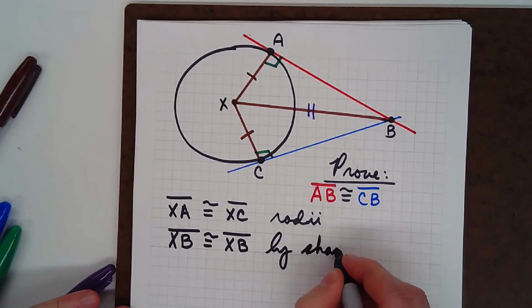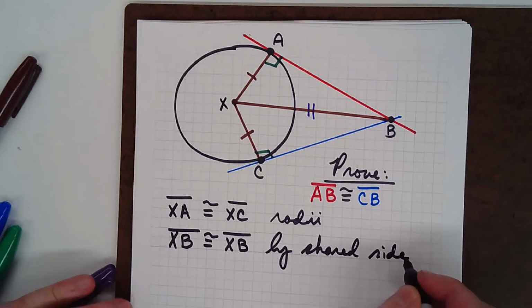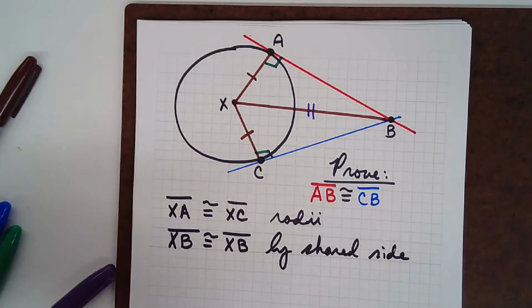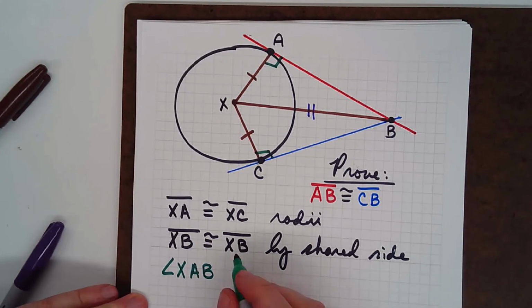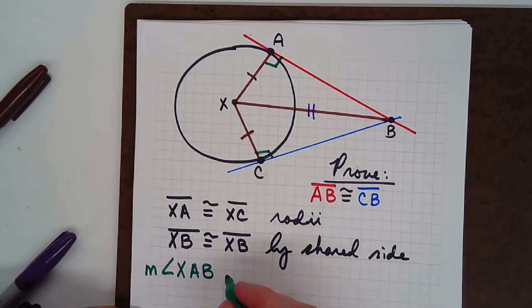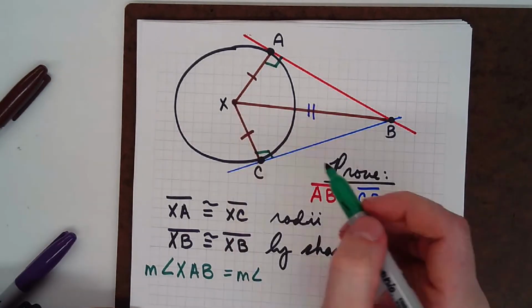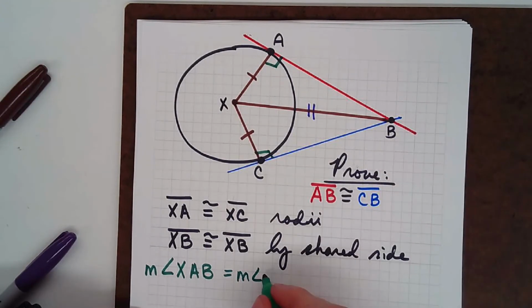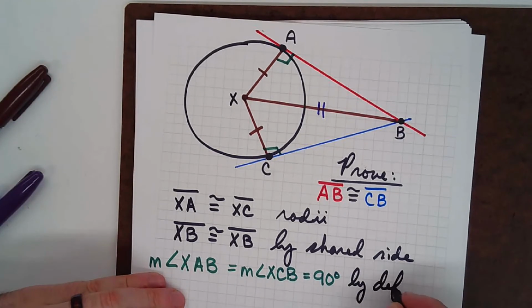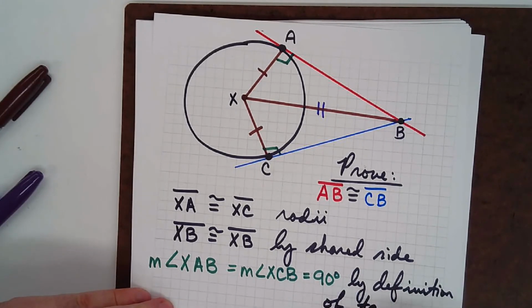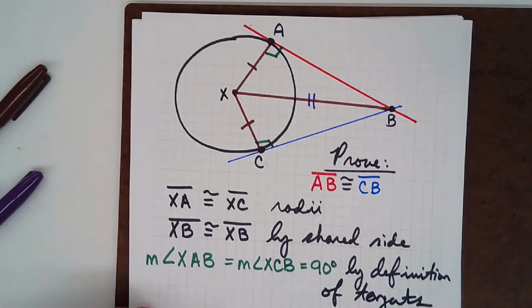We also said that these angles right here are 90, so let's write that. So the measure of angle XAB equals the measure of angle XCB, which equals 90 degrees, by definition of tangents. Because those are tangents, we know that they hit the radii at 90 degrees.